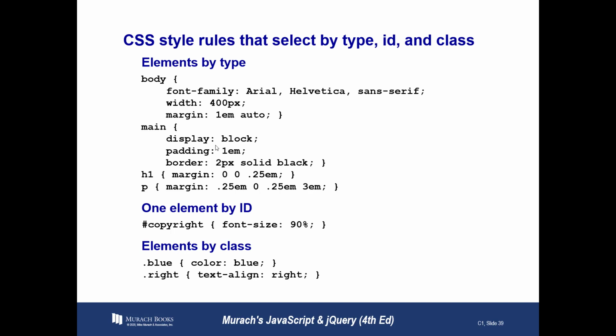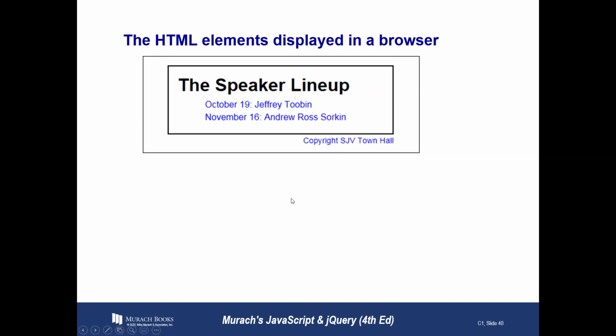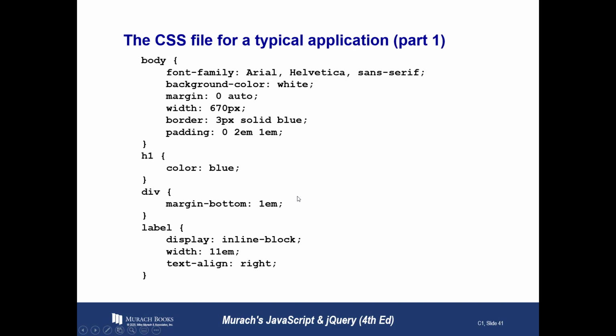So there's examples here. What they call elements by type, usually they're just called selectors. The body element, the main element, the H1. But this applies by default to everything in the body, everything in main, all H1 tags, all P tags. This would be just for the ID of copyright. This would be anything to which you'd apply the class of blue or the class of right. And there's some examples of what you get.